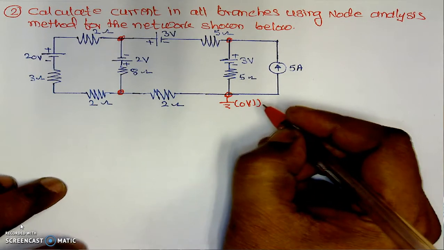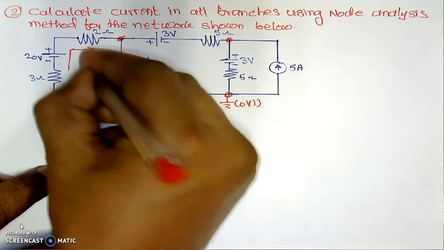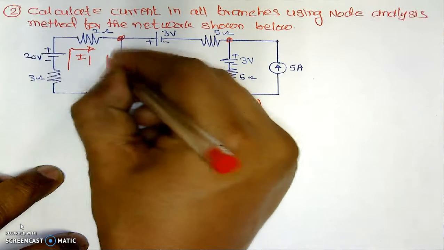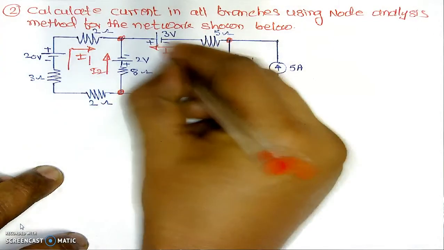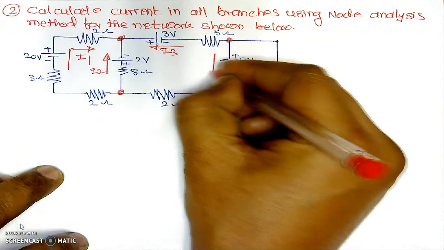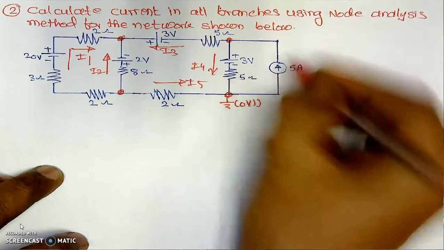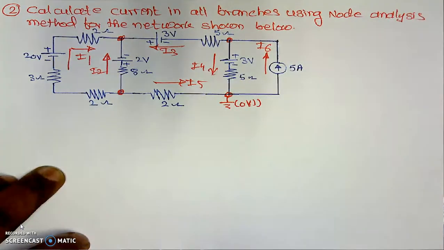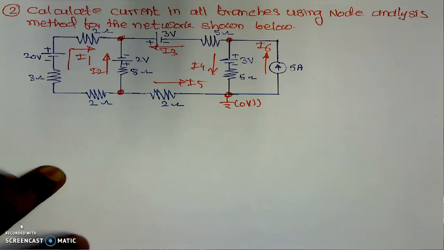Then assume separate currents for the separate branches. We can assume any direction. I am telling again and again, we can assume any random direction. Here I will assume this direction opposite to that of the previous. This is I2, this may be I3, here I4, here I5, and here this current may be I6, because we have 6 branches in this particular case. Assume any random directions. There is no difficulty in assuming the directions of the current.